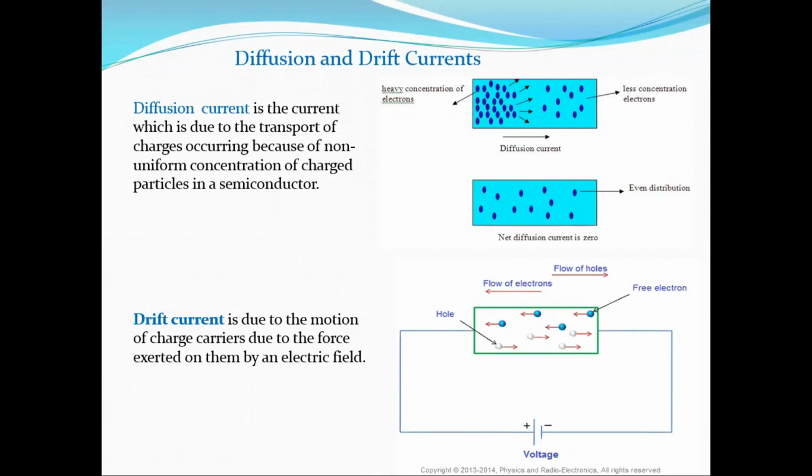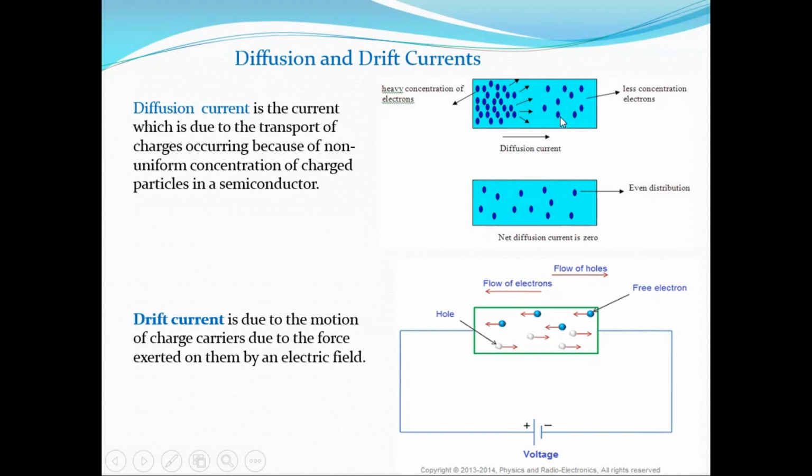Now we are going to discuss diffusion and drift currents. Diffusion current is the current due to the transport of charges occurring because of the non-uniform concentration of charged particles in a semiconductor. In this diagram we can see there is a larger concentration of electrons on this side and a lower concentration of electrons on this side.